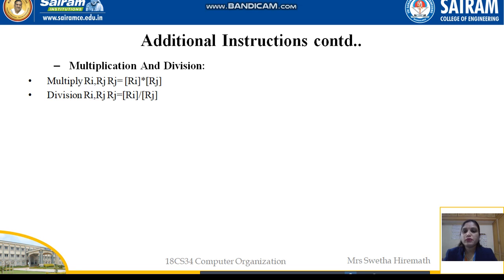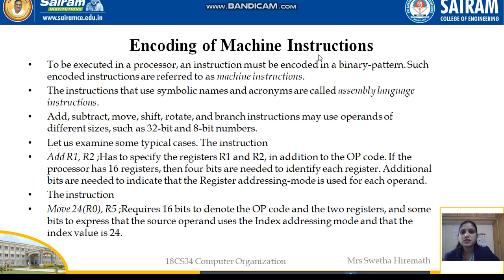How it works is that rj will consist of ri divided by rj, and whatever value you get will be newly stored in rj. So this is about the additional instructions.